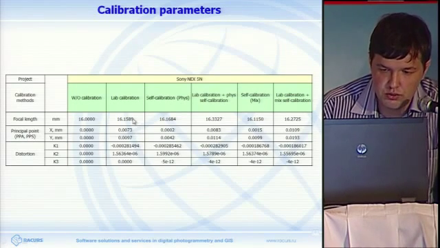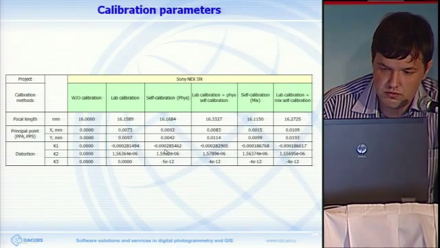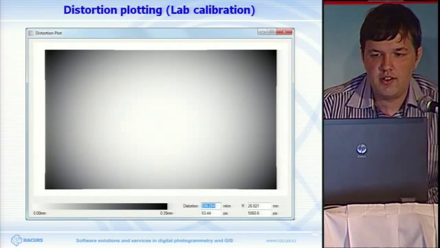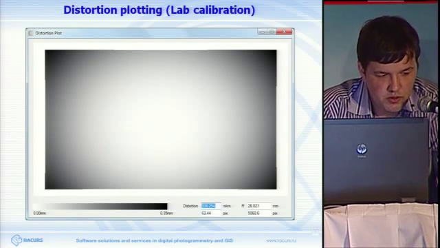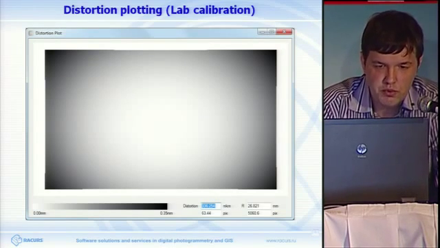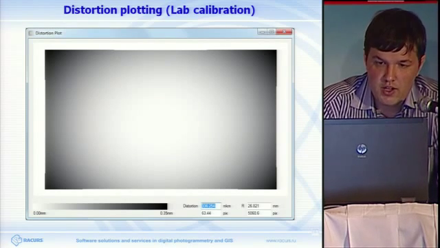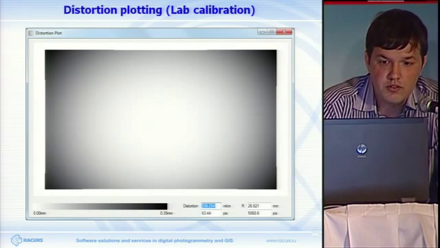So the results of calibration are similar to Nikon, where there are a lot of divergences in focal length and in distortion. As for further uses, we needed to check the efficiency by checking radial distortion.